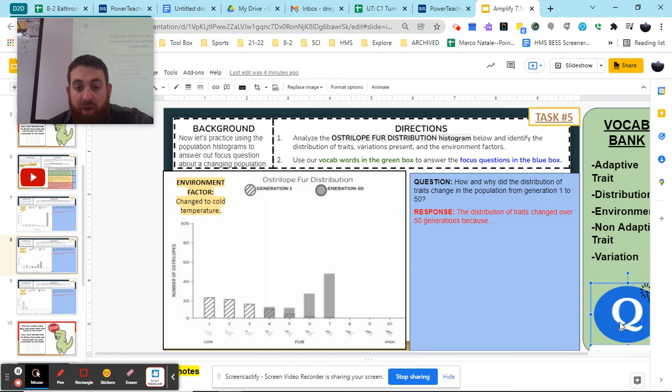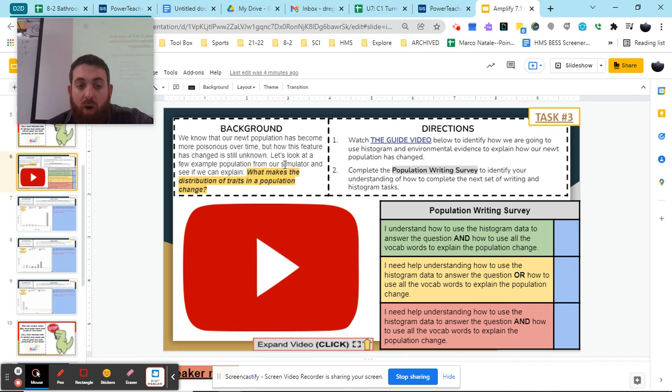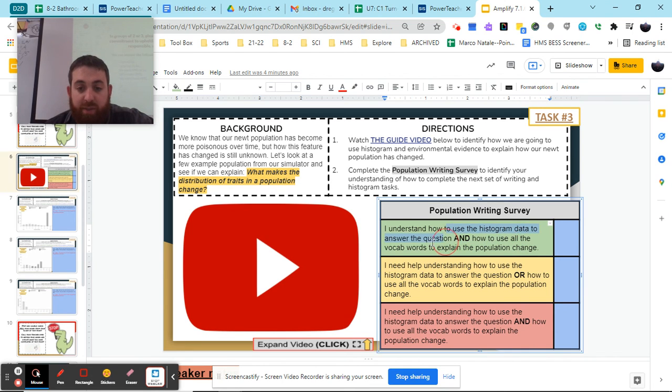So the big goal here is we're focusing on what makes the distribution of traits in a population change. We're using the histogram data to answer the question. So tell me about the data. Don't just give me general things that happened. And make sure you use your vocab words.